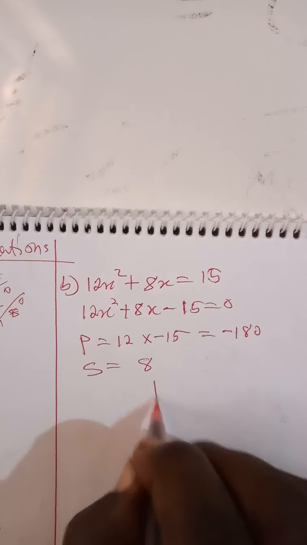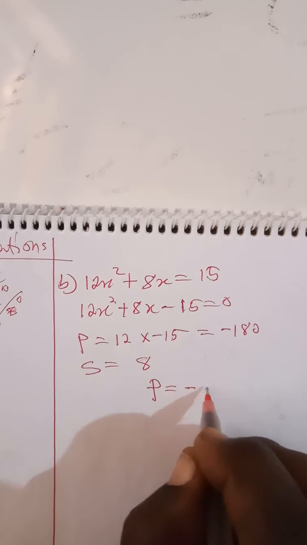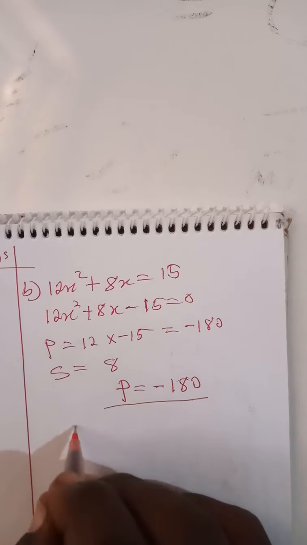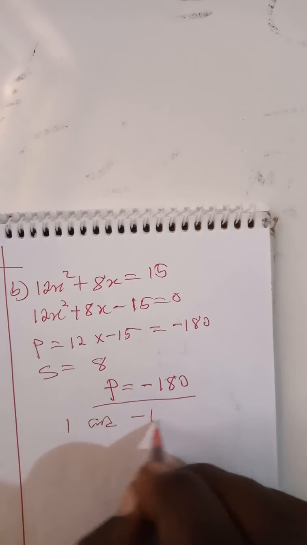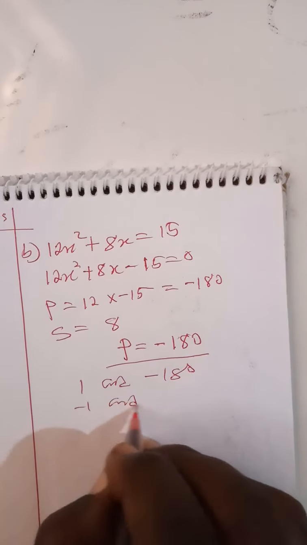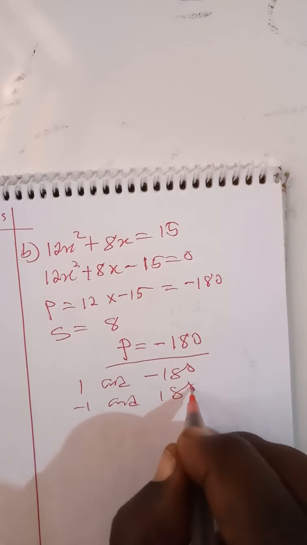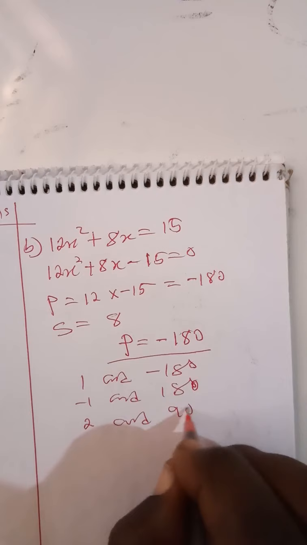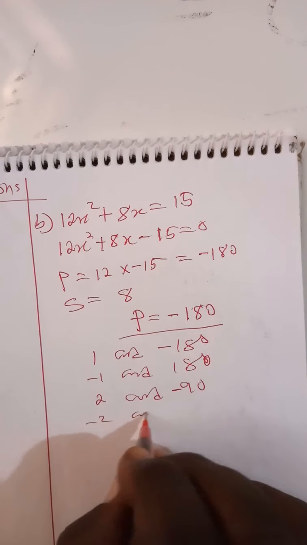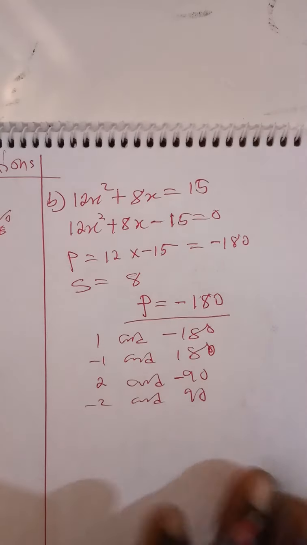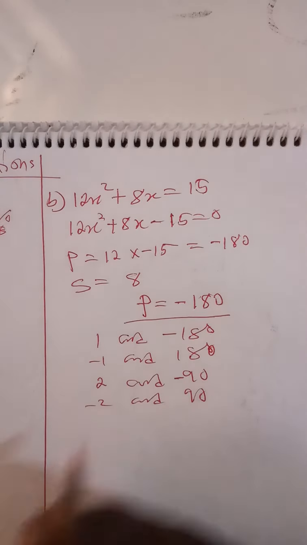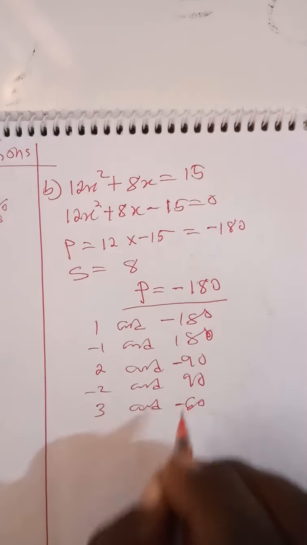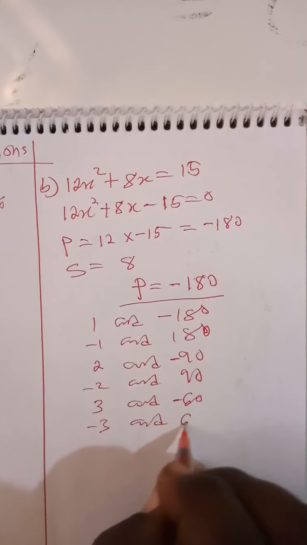So the next step is to find the possibilities. Possibilities are always drawn from the product. I'll start off this way: 1 and minus 180, or minus 1 and 180. So 2 and minus 90, or minus 2 and 90. I'm getting all the possibilities, using the factors of 180 starting from 1. So 3 and minus 60, or minus 3 and 60.